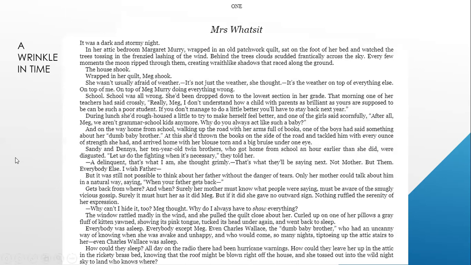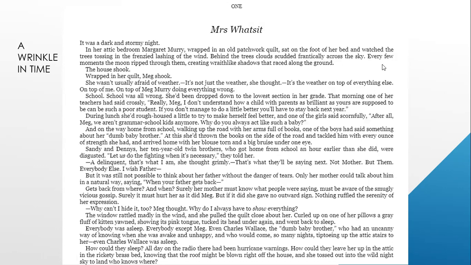So, the first application of this is page 1 of A Wrinkle in Time. Let me check the chat before we get into this, just in case. Okay, yep, you guys are good. Let me know if you have a question in the chat, and I can stop to address that.